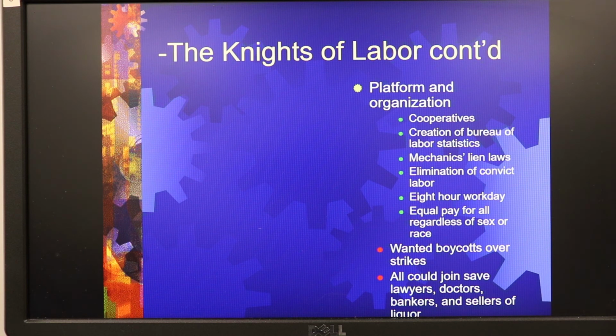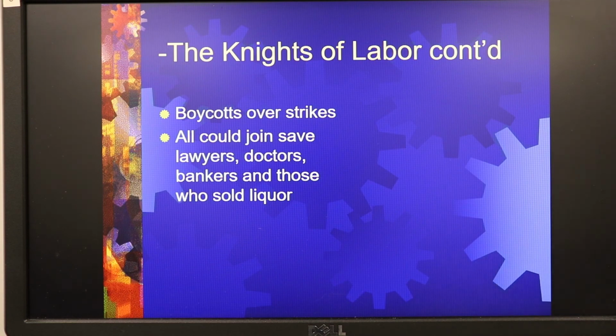Now, why would you do a boycott where you say don't buy goods instead of a strike? Well, if you go on strike, then you're not making any money. Anybody could join, save lawyers, doctors, bankers, and those who sold liquor, because they saw those as the common enemy of the working man.